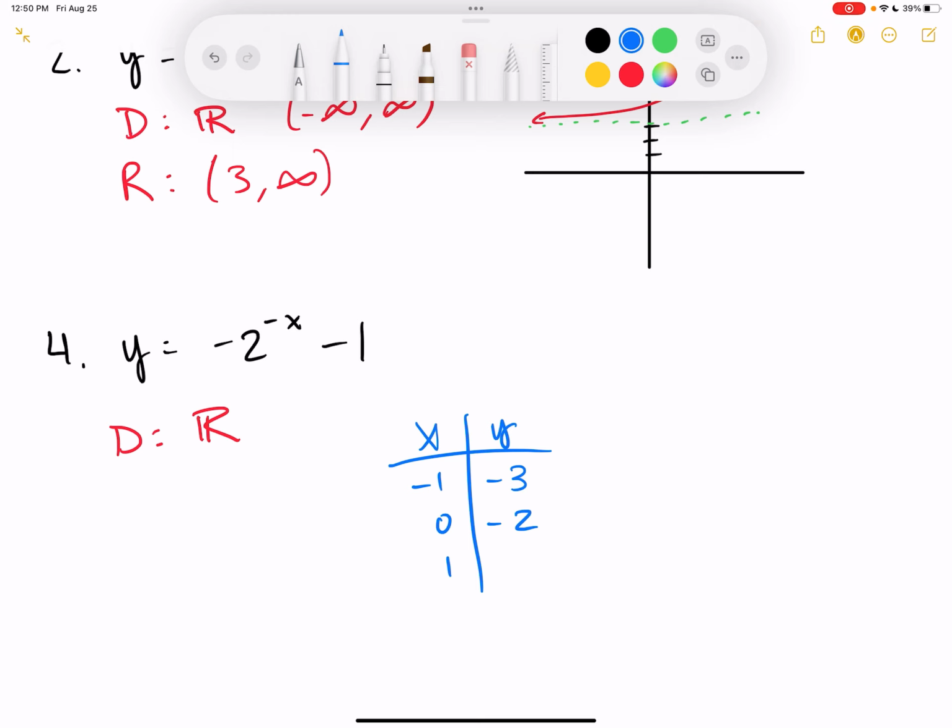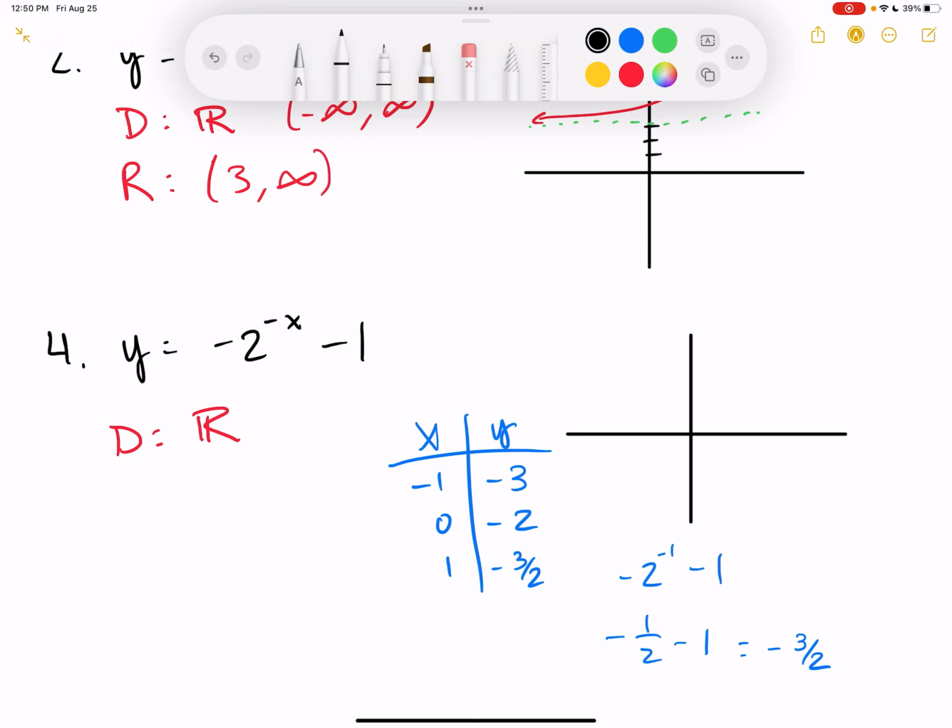You gotta flip it or something. You gotta flip their root. So that's going to end up being negative 2 to the negative 1 minus 1. So negative 1/2 minus 1 would be negative 3/2, right? Yep. So all I need to do is figure out where it's going.